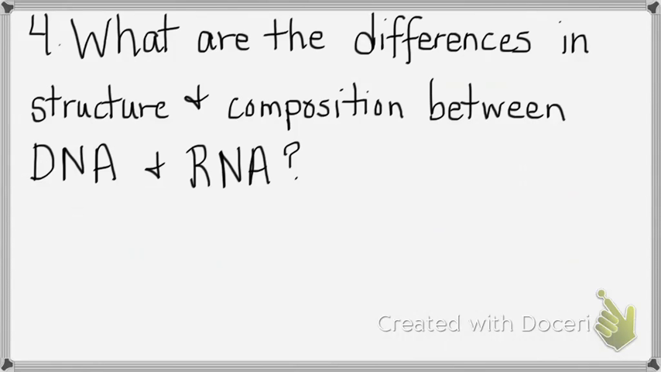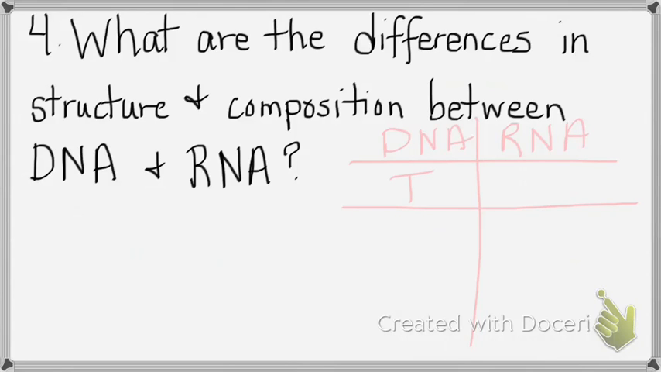Okay, number 4, what are the differences in structure and composition between DNA and RNA? So look, guys, I want to make a table here. I'll put DNA on one side and RNA on the other, and I'm going to come up with 3 differences in structure or chemical composition. Who can get me started? Double helix. Uracil. Thanks for participating, Kaylin. Yes, thymine in DNA, uracil in RNA.